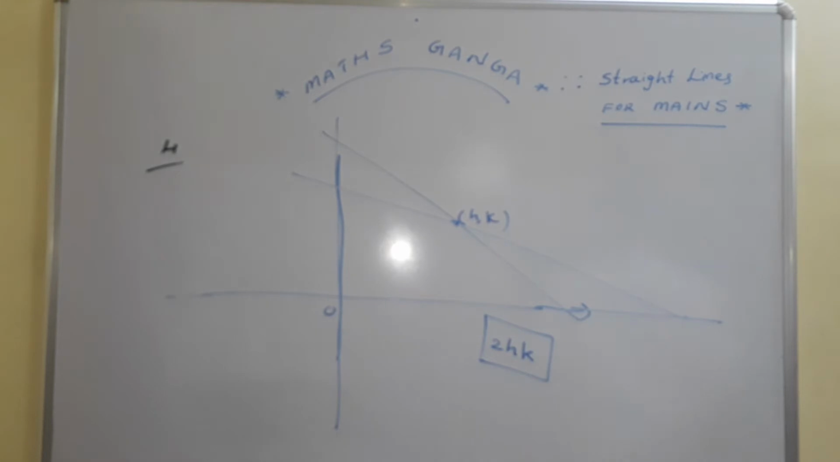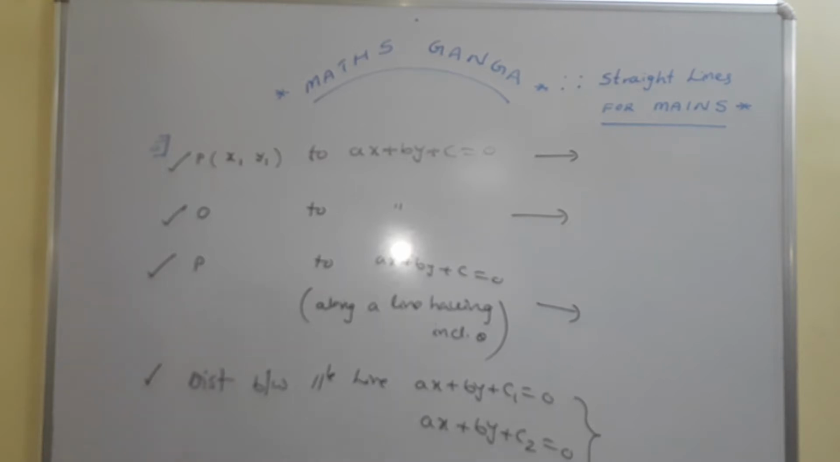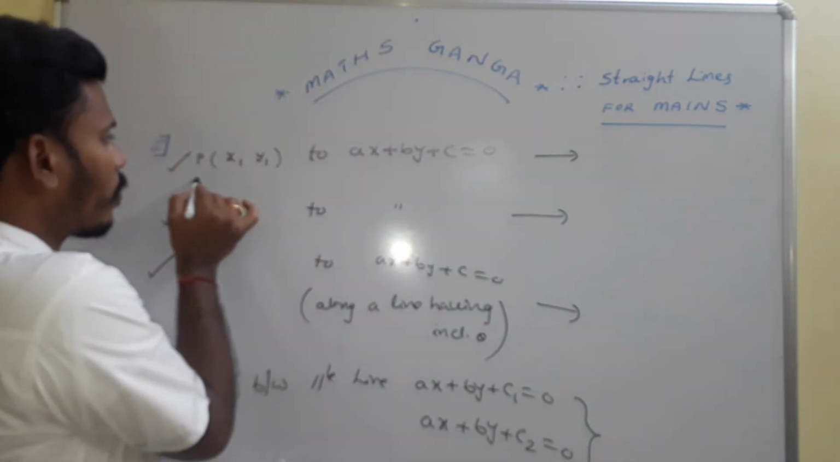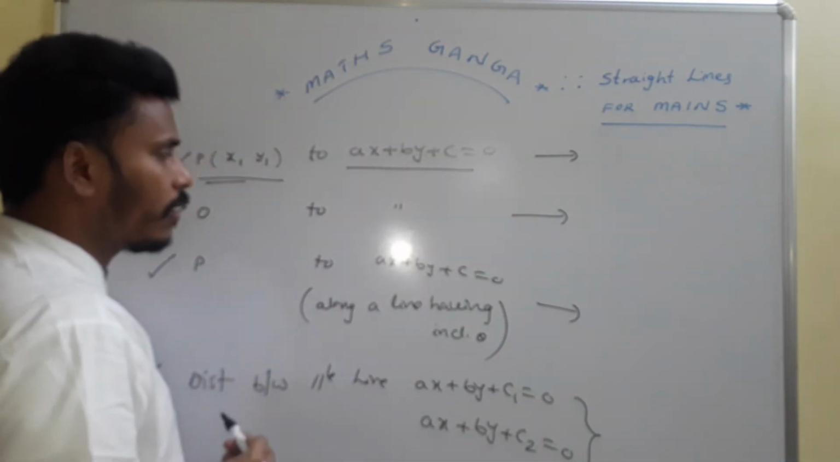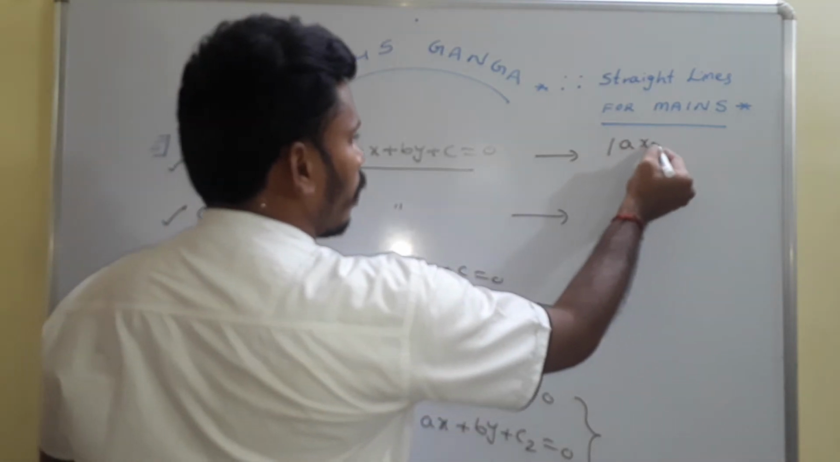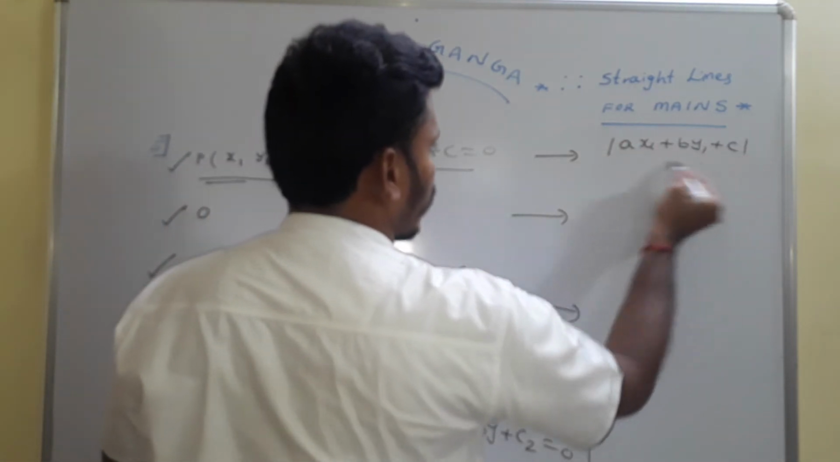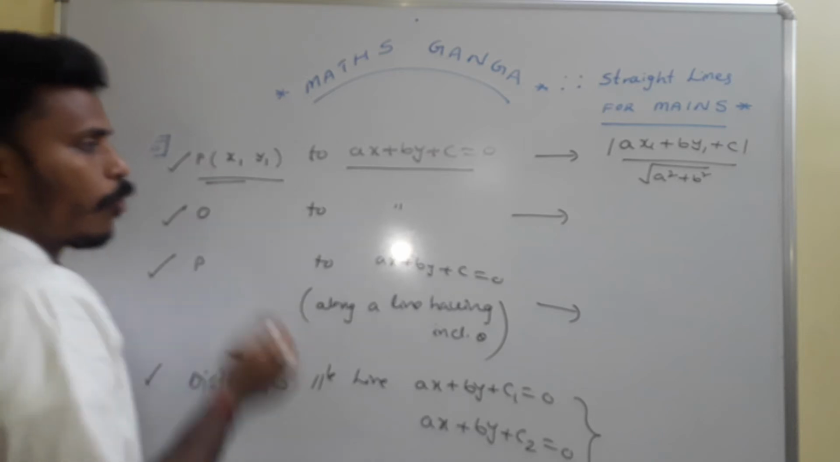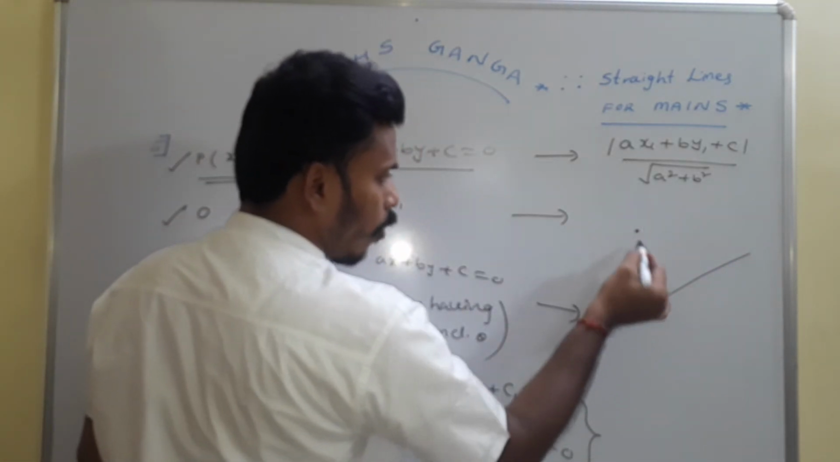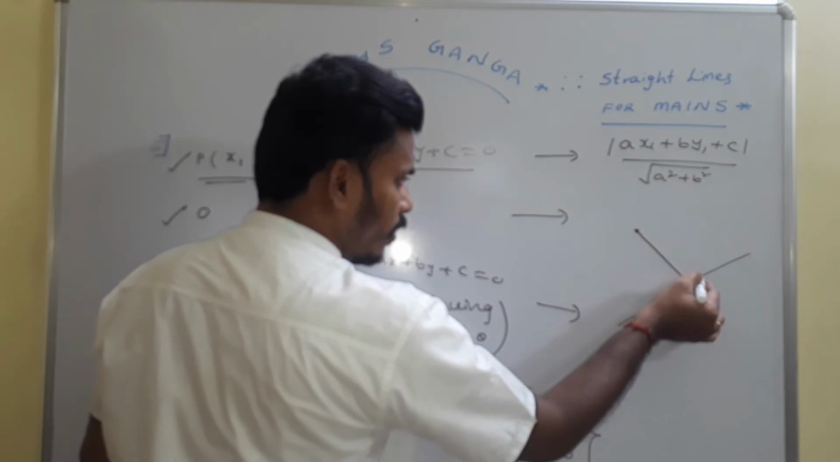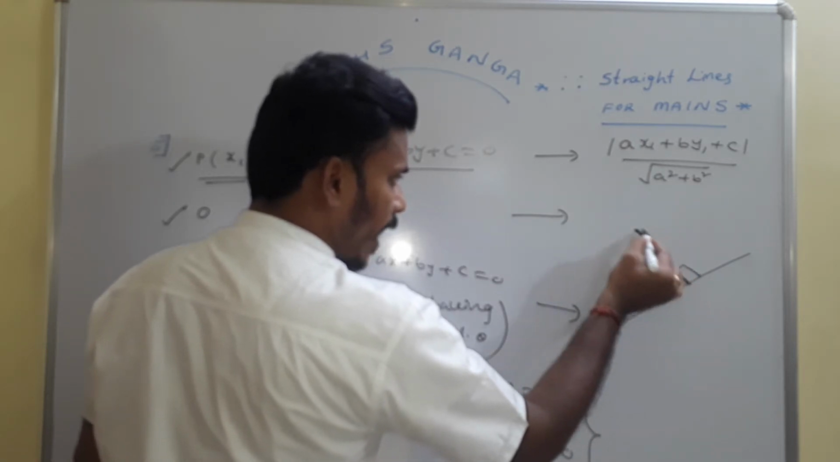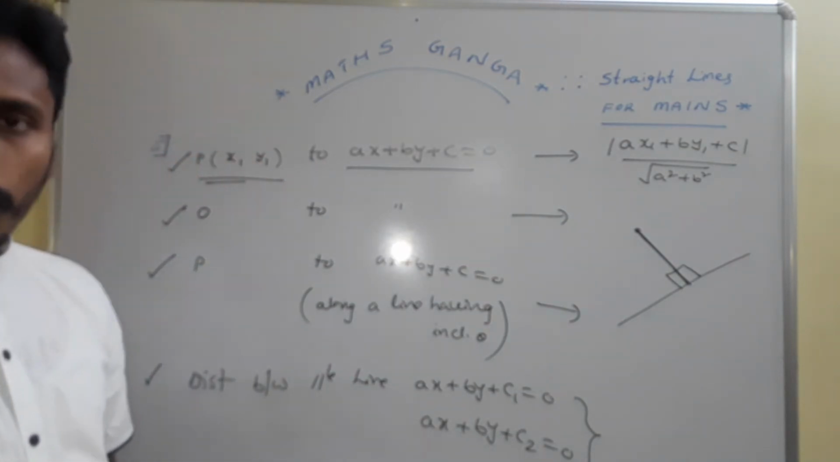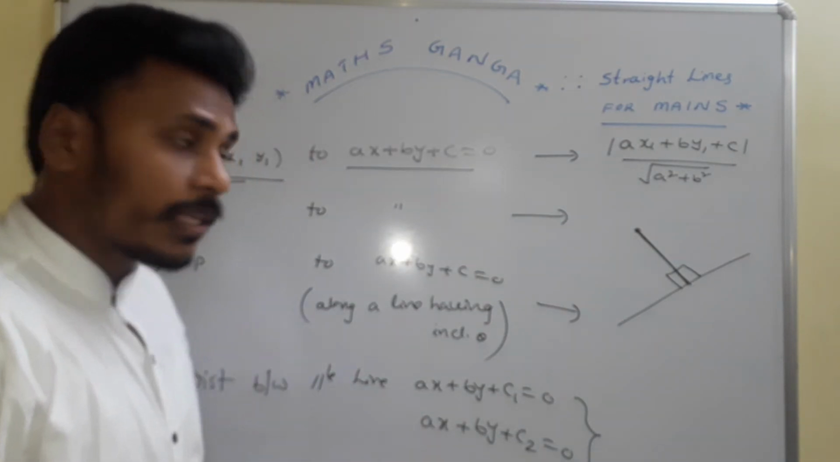Have a look here. The fifth conceptual idea is about distances. I have a point P(x1, y1). The distance from the point P(x1, y1) to the line ax plus by plus c equals 0 is given by the rule: modulus of ax1 plus by1 plus c divided by root of a square plus b square. If we have a line and somewhere a point, then the distance from this point to the line is the perpendicular distance, and this distance is calculated using this formula: modulus of ax1 plus by1 plus c by root of a square plus b square.